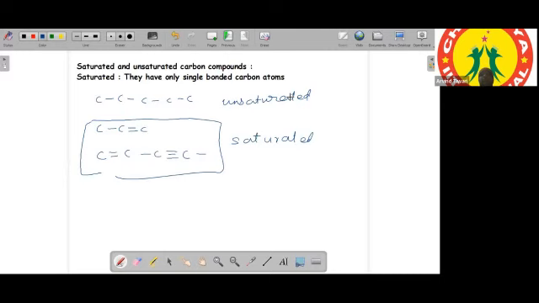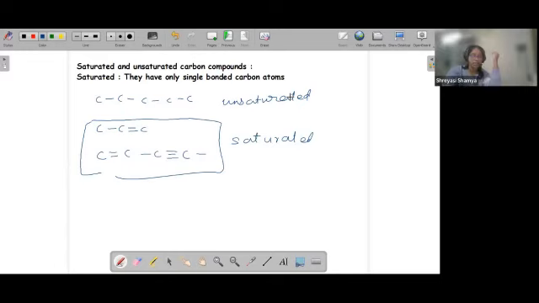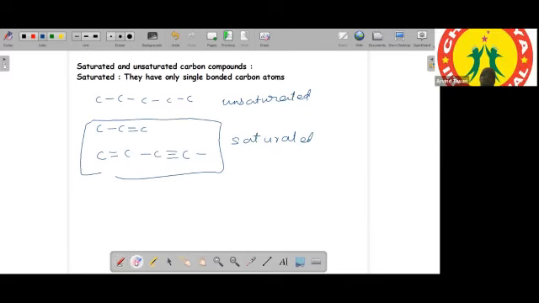Mehak, can you give the physical differences between saturated and unsaturated hydrocarbons? Sir, you termed the saturated and unsaturated opposites. That will be saturated and that will be unsaturated. Yes, fine. I spoke it correctly, but I named it incorrectly. So these ones are unsaturated and this one is saturated.